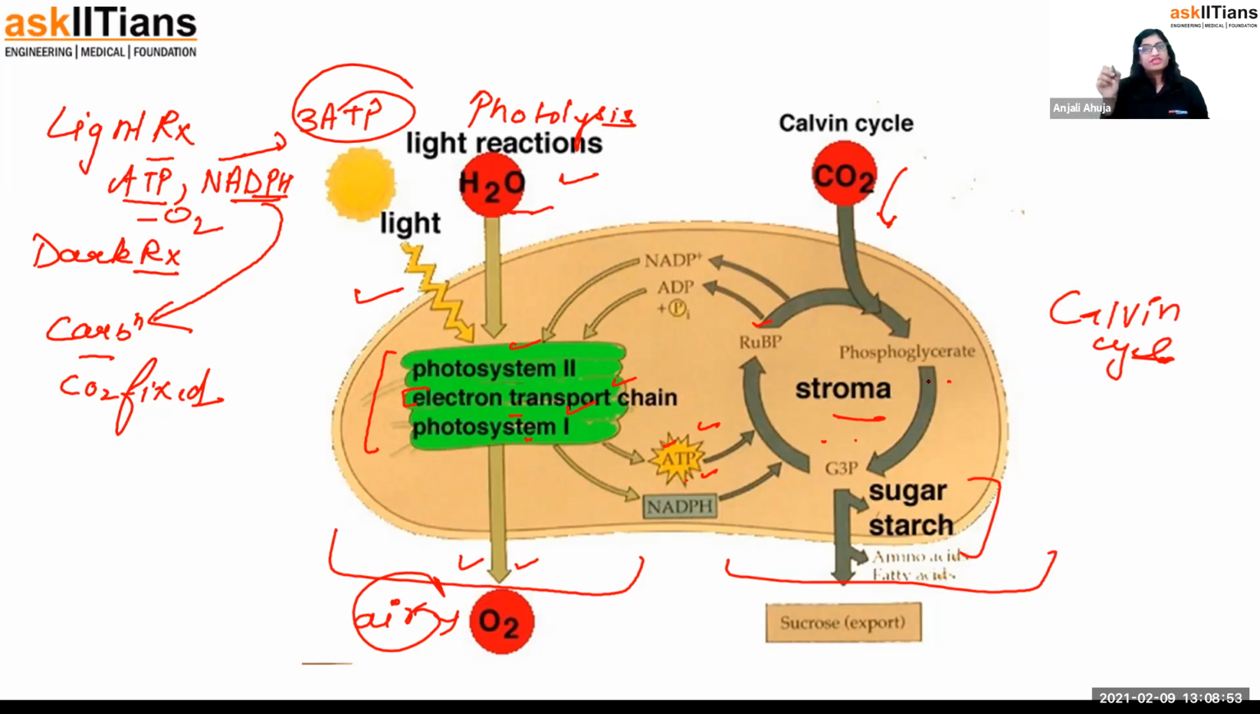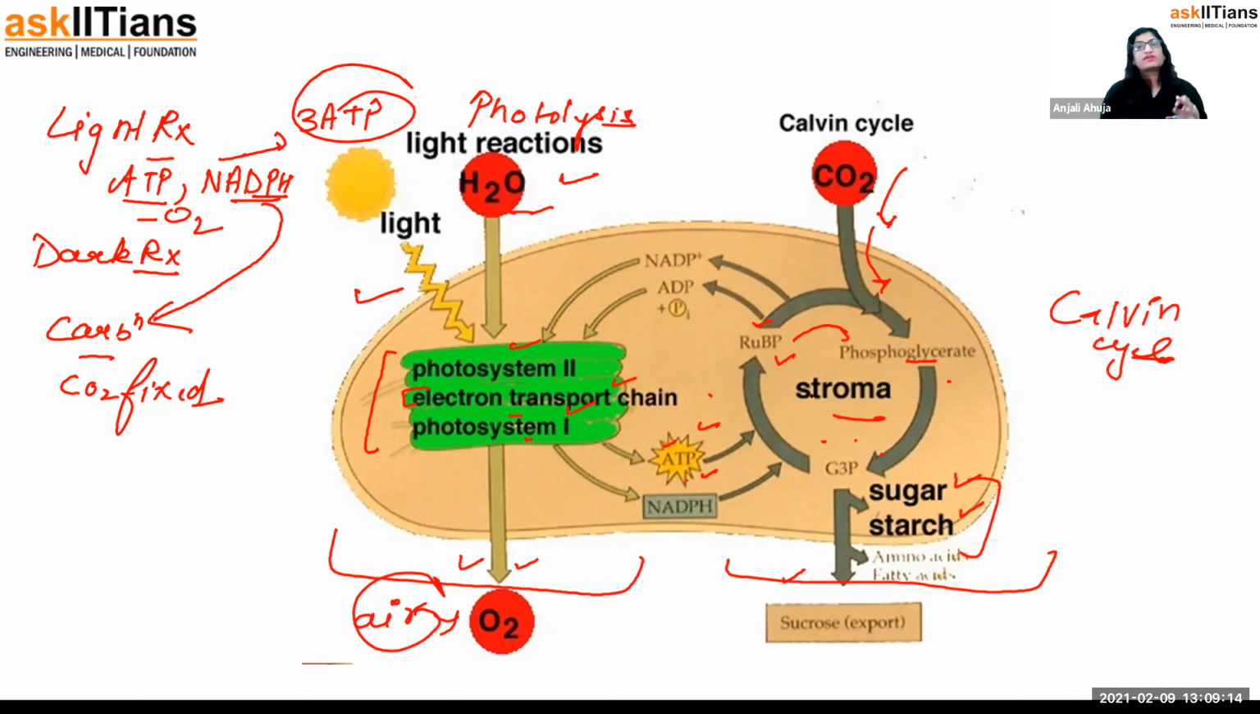First of all, ATP and NADPH is joining the process. CO2 is getting fixed, further reacting with RuBP to form phosphoglycerate. From here, RuBP is coming, and from here, CO2 is coming. They form phosphoglycerate. They form G3P. G3P further forms sugar and starch, which form the sucrose, and the rest of the RuBP join the process.